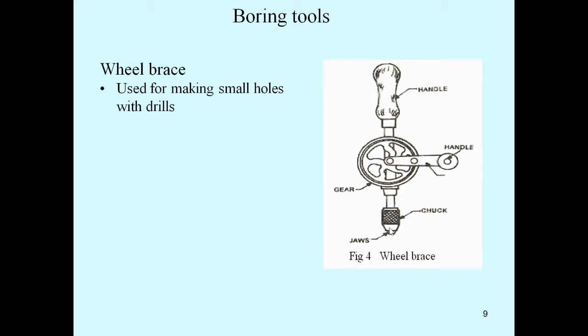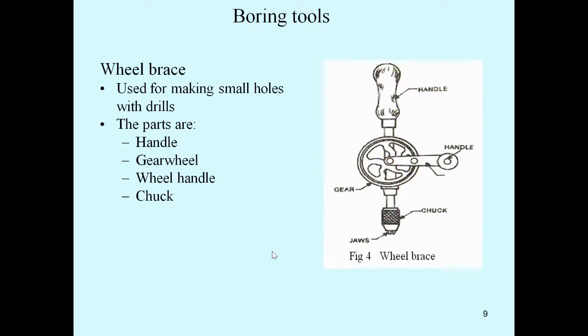The wheel brace is used for making small holes with drills. So with the help of drills, we can produce small holes. The parts are the handle, gear wheel, wheel handle, chuck, and the jaws of the chuck. You can see the bottom part of the chuck here. These are the jaws.